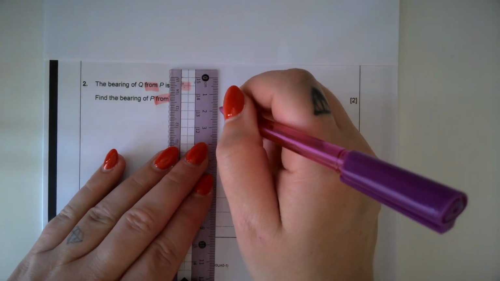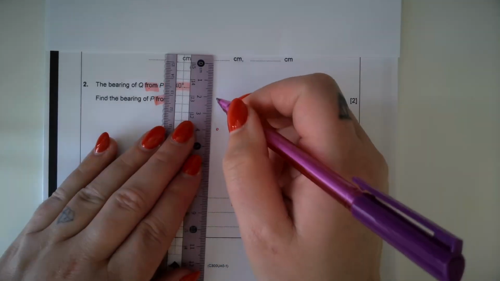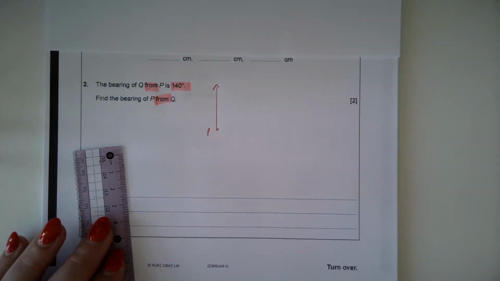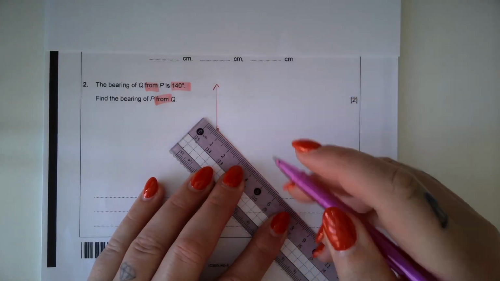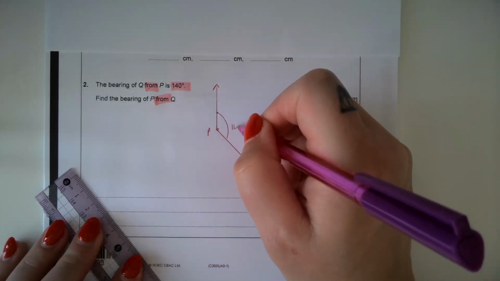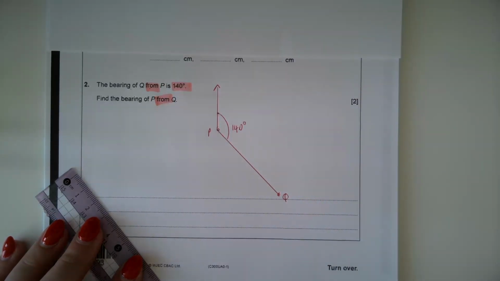I'm going to sketch a little diagram here just to get my head round what it is I'm looking for. If I was getting the bearing of Q from P, I'd be starting at point P. I would have a north line there because I measure clockwise from north with the bearings, and then 140 degrees. I'm not drawing this completely accurately, but it would definitely be over 90 degrees. So that would be 140 degrees from P to Q. That's what we would have measured for the bearing of Q from P in a clockwise direction.